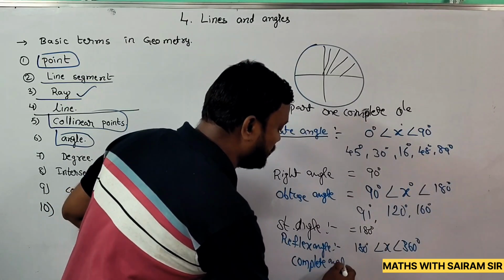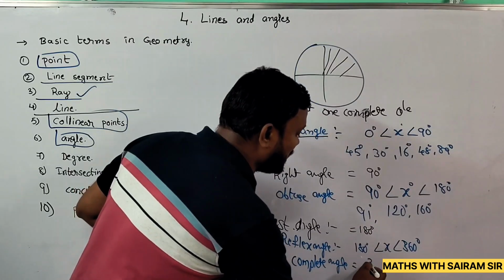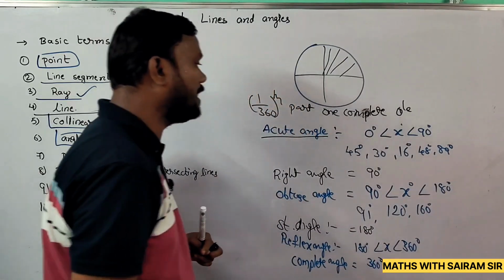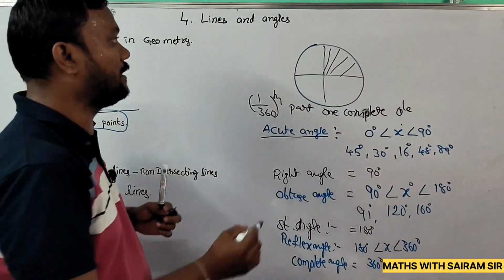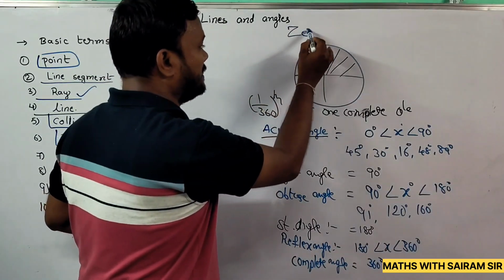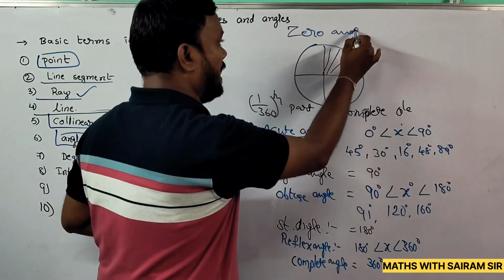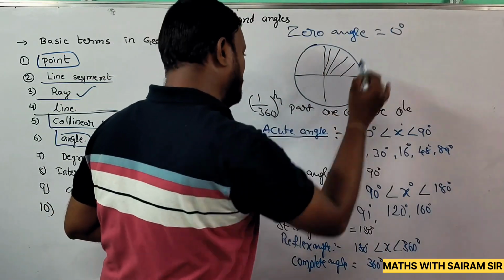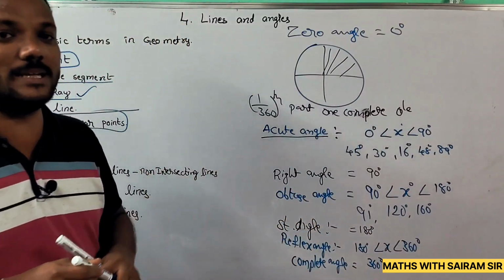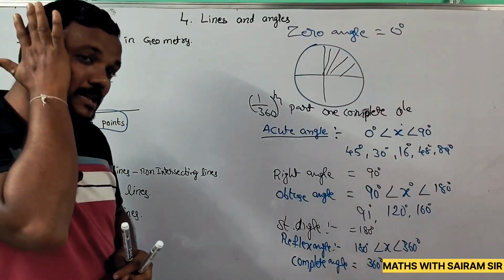An angle whose measure is exactly 360 degrees is known as a complete angle. And one more angle that we need to discuss is the zero angle. Zero angle means what? An angle whose measure is exactly 0 degrees is known as a zero angle. These are the types of angles.